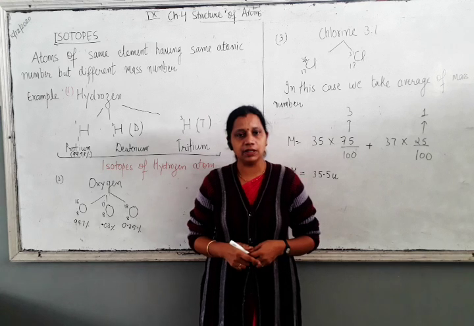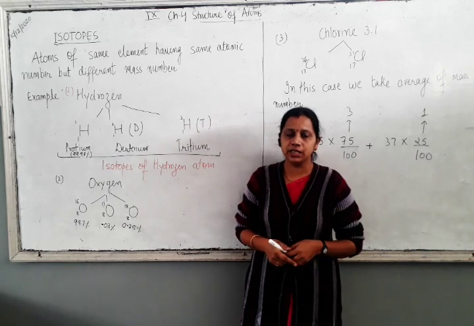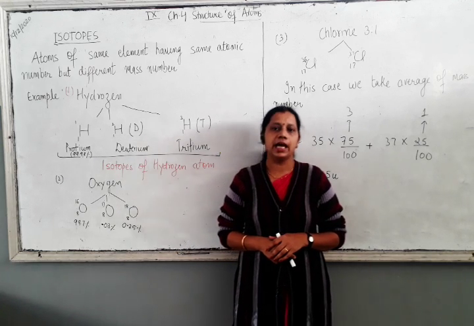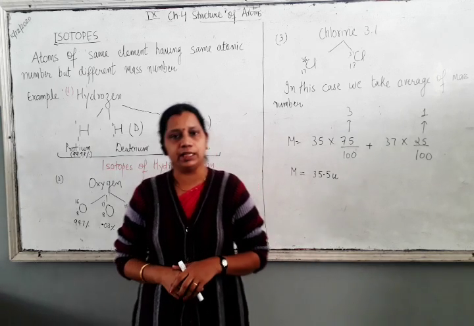In the previous lecture, we have studied about atomic number and mass number. So what is atomic number? Atomic number is number of protons present in atom of that element. And mass number is the sum of neutrons and protons present in atom of that element.